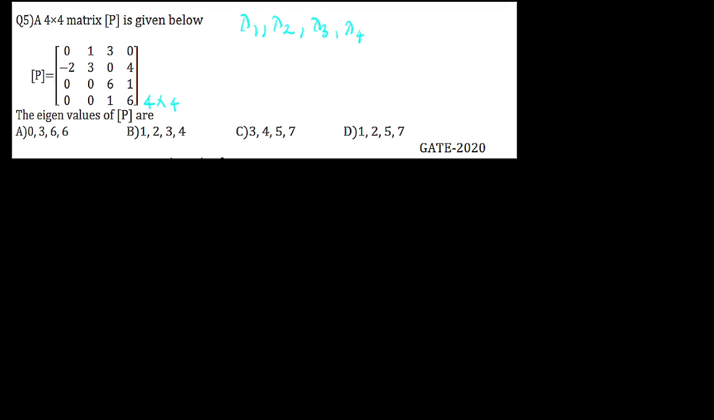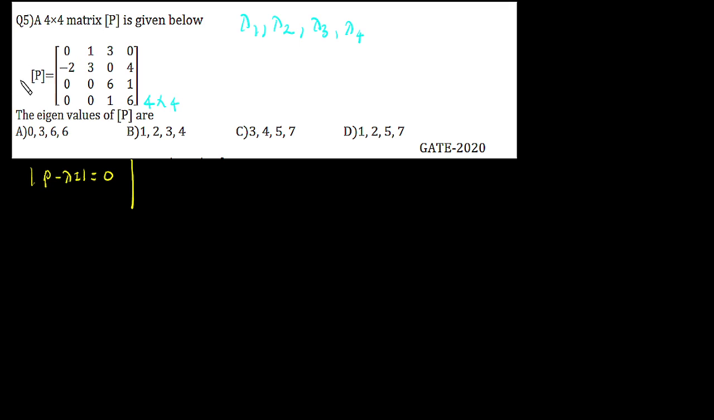So now one conventional method is that we find the characteristic equation with the determinant of P minus lambda I, and we equate this determinant equal to 0. From this determinant we get our characteristic equation, which is a polynomial of fourth degree because this matrix P is 4 cross 4. Now from this characteristic equation we can solve for the 4 roots of lambda and get the values of the eigenvalues. But in this MCQ type of question, we can simply use the properties of eigenvalues which relate the eigenvalues with the matrix determinant and matrix trace.